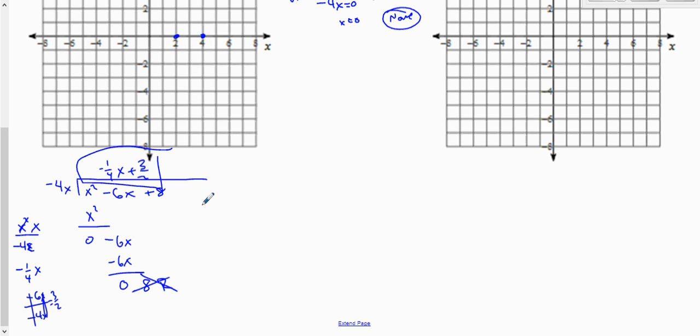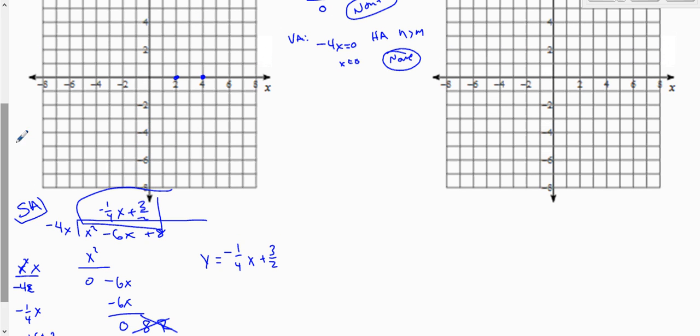I need that expression right there. And that becomes y equals negative 1/4 x plus 3/2. It's the equation of a line. Okay, so that is my slant asymptote. SA, slant asymptote. So to graph that, I have to go to positive 3/2, my y-intercept of the asymptote, not of my graph here. The y-intercept of the asymptote is 3/2, which is 1 and 1/2.